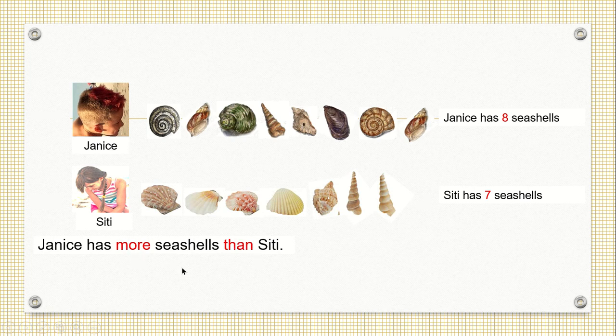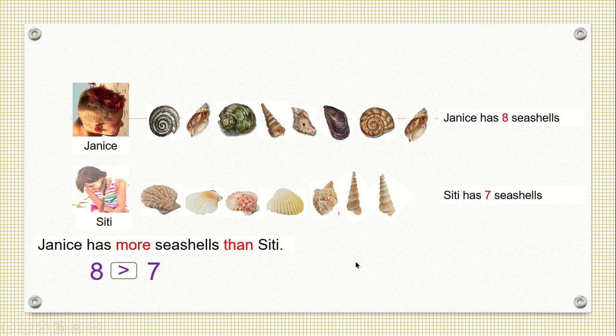So, we see that Janice has 8. So, she has a bigger number of seashells than Siti, who has 7 seashells. Okay? So, we can say that 8 is more than 7. 8 is more than 7. We use this symbol to show more than.